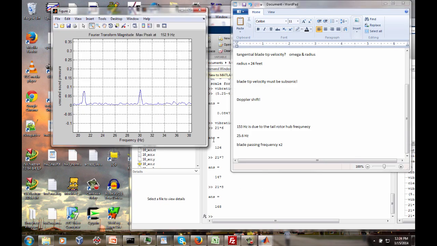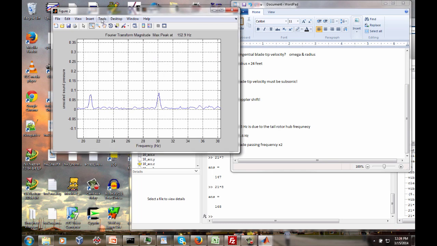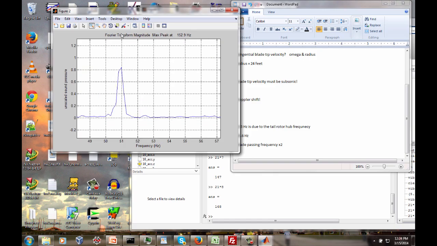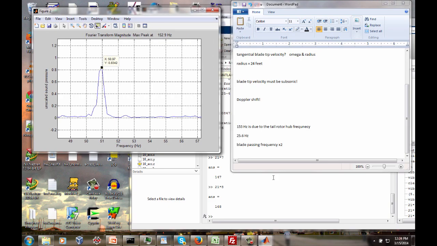So let's see if we have a times 2. Okay, so what am I going to have to do here? I'm going to have to do a reset view, I guess. And let's see what's going on around 50 or so hertz. So tool, let's do a data cursor here. Okay, it comes out to be 51 hertz. So the blade passing frequency, which is going to be a times 2 multiple, is going to be 51 hertz. And I guess that's actually going to put the hub frequency down at 25.5 hertz. That's the tail rotor hub frequency.